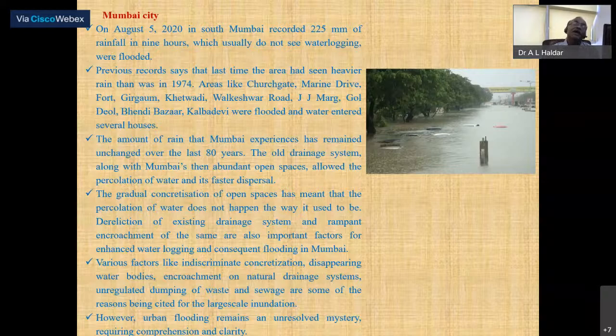So it was common in Mumbai, and some other cities also. And all these are happening. And of course, basically you can say it is climate change. So this climate change is one of the major factors of this flash flood.